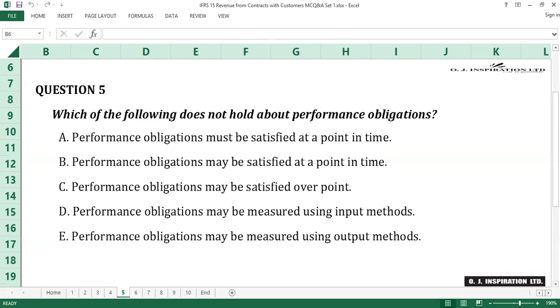Question number 5. The answer to question number 5 is A, performance obligations must be satisfied at a point in time. The position in option A is incorrect because performance obligations may be satisfied at a point in time, and as well may be satisfied over time. IFRS 15 recognizes that performance obligations may be satisfied at a point in time or over time. The positions from options B to E are correct and thus hold with respect to performance obligations. A is the answer to question number 5.